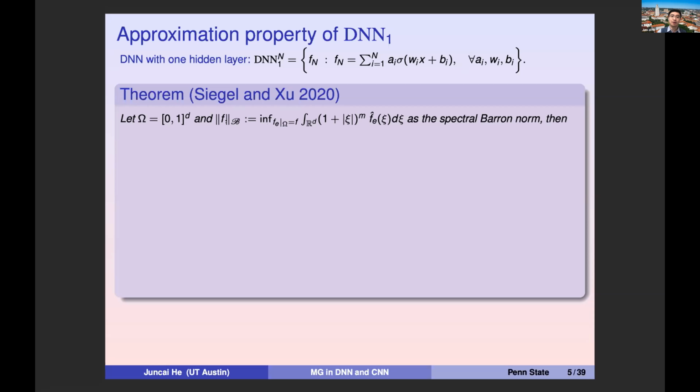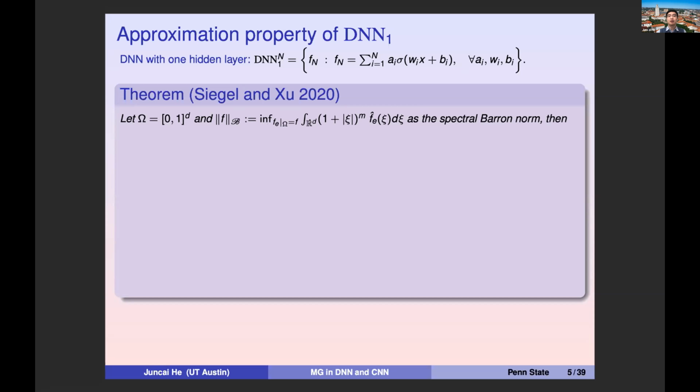If we define the so-called spectral Barron norm, you extend a function to a global function, because this function is originally defined just on a compact support set in R^d.